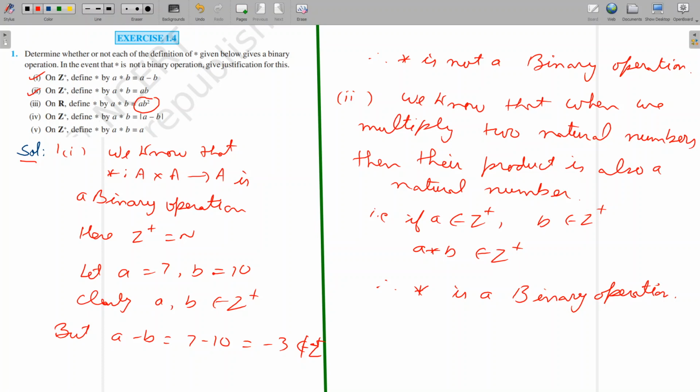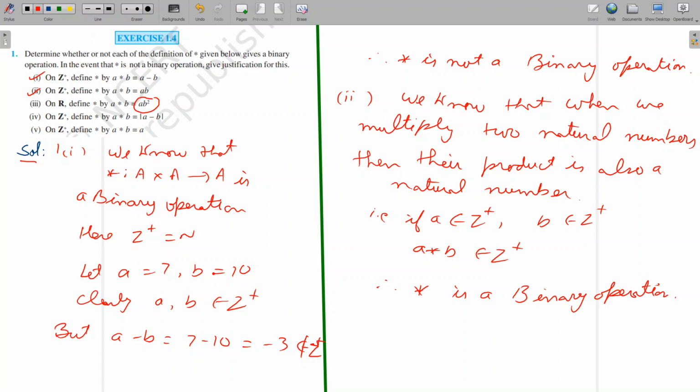Now let us go to the fourth part. The fourth part, star is defined on Z plus again, and is given as A star B equal to modulus of A minus B. And we know that the modulus least value is 0. And when we subtract two integers, the answer is also an integer. And if the integer is -1 and we take its mod, it will become a positive integer. So in this case, it is very clear that A star B equal to modulus of A minus B will also be a positive integer, and therefore A star B will always be a member of Z plus, and therefore we can say that star is a binary operation here.